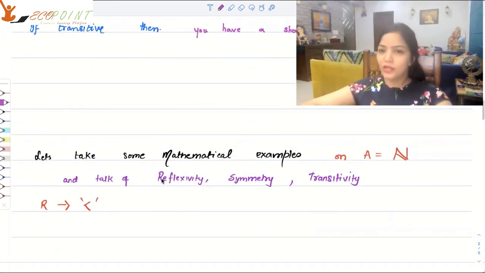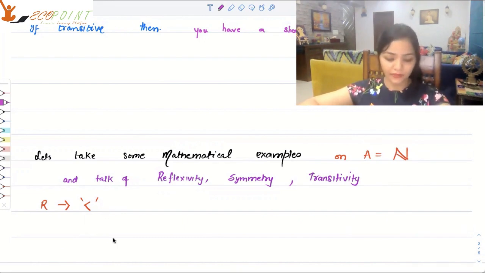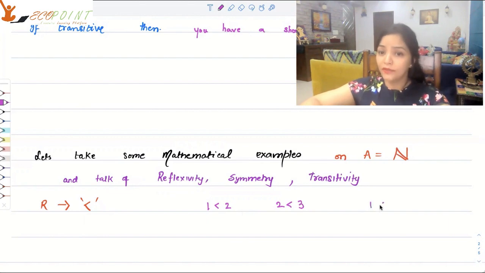Okay, so let's try to make it interesting and let's now take examples of the set of natural numbers and talk of all the 3 concepts: reflexivity, symmetry, and transitivity. So first let's look at the relation strictly less than. Take any natural number. 1 is lesser than 2. 2 is lesser than 3. And 1 is definitely lesser than 3, right? So this is a transitive relation.